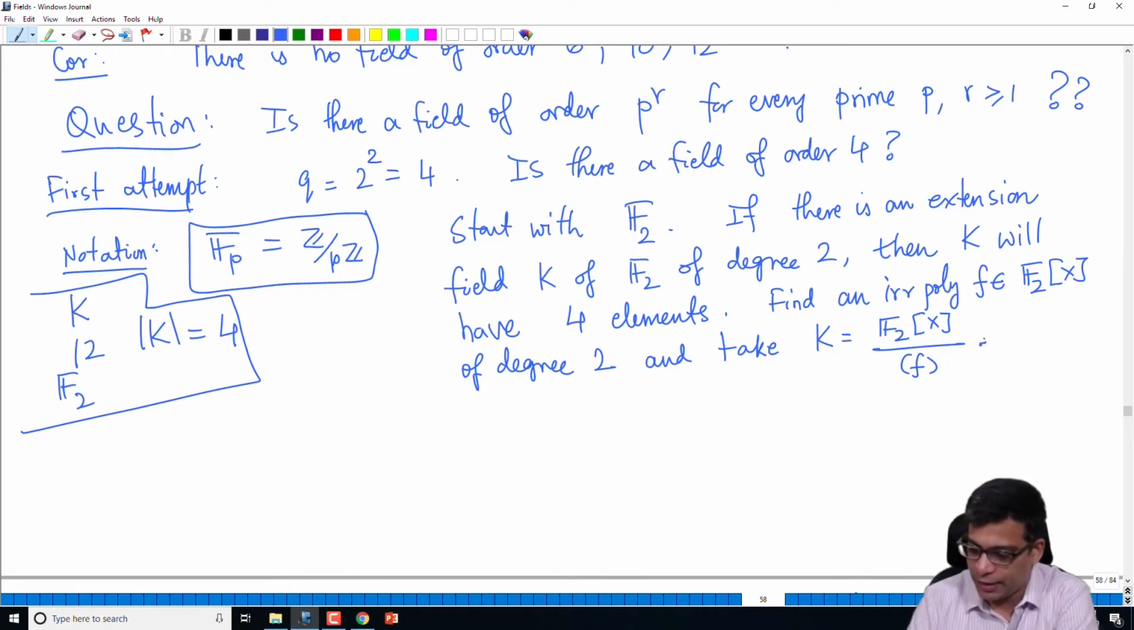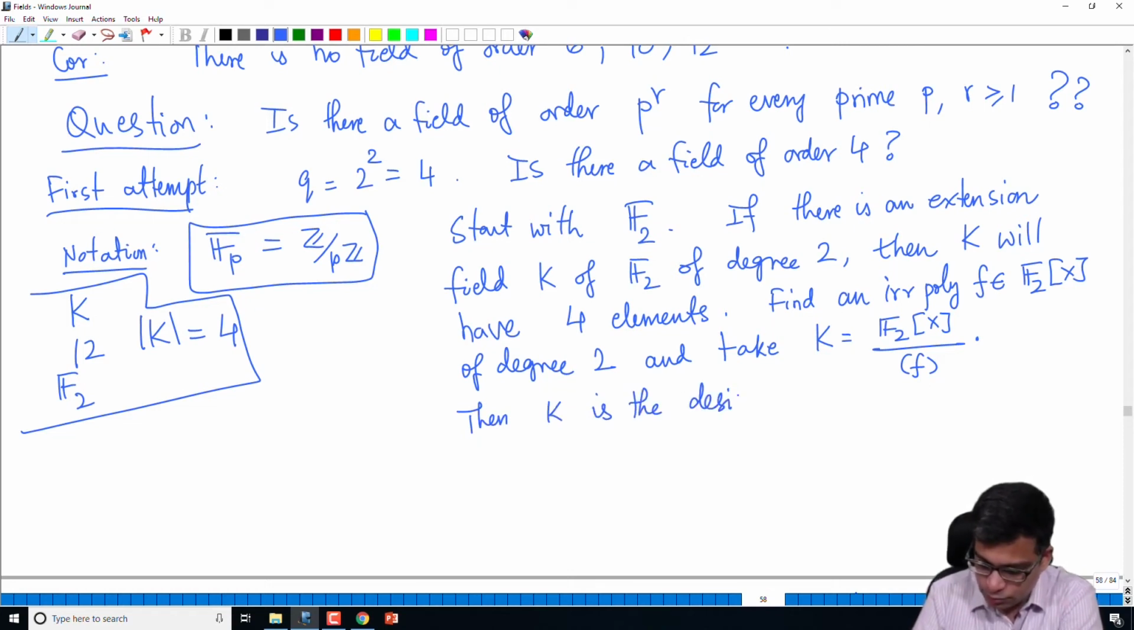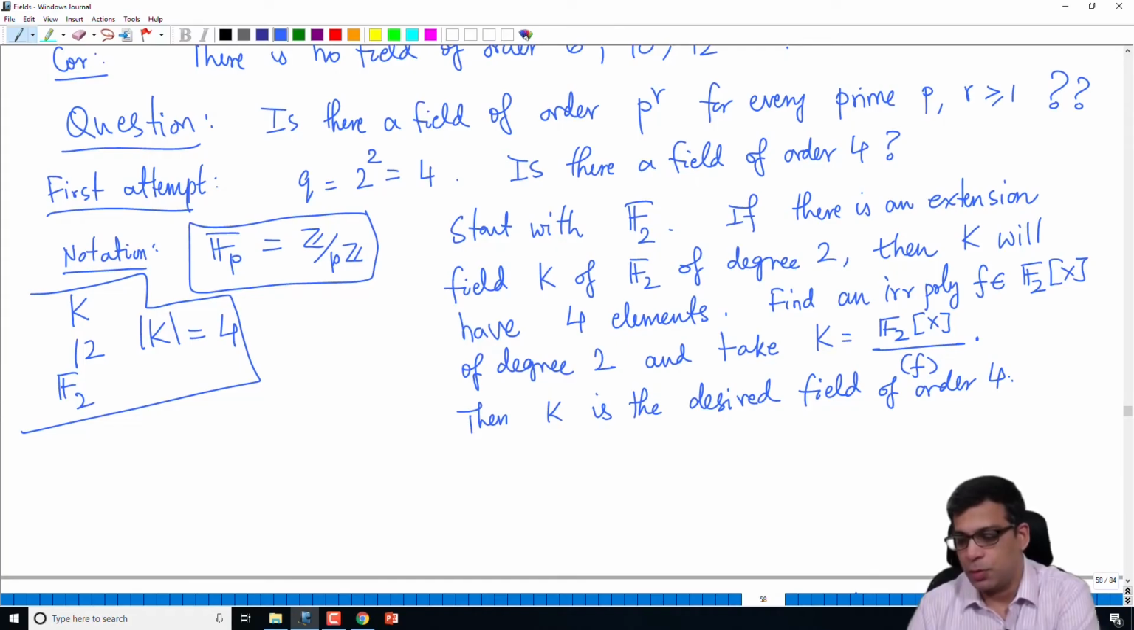So first of all, K is a field. Moreover, because it is generated by x bar over F_2 and f has degree 2, [K : F_2] will be 2. This is something we have shown. The degree of an element is equal to the degree of the extension. So then K is the desired field of order 4. All we need to do is find such an irreducible polynomial of degree 2. If we do that, we have our field of order 4. How do we select such a thing?